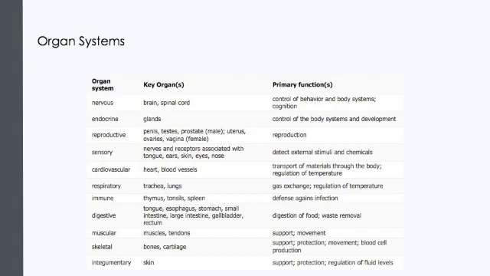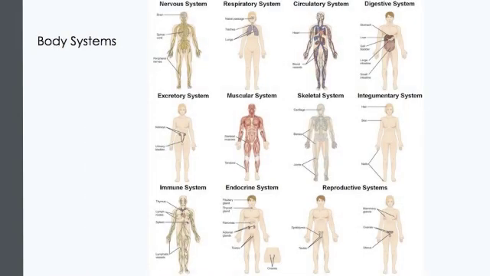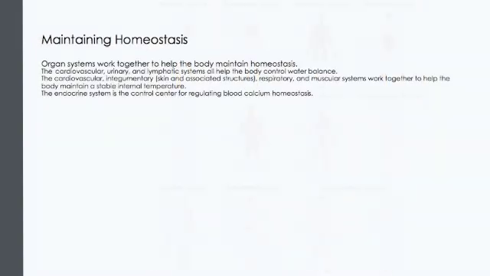And in this slide, we see a pictorial representation of the 11 different organ systems. In the upcoming slides, we will go through each of these organ systems one by one. But before we do that, let's talk about homeostasis.